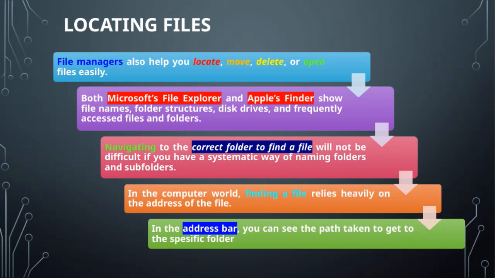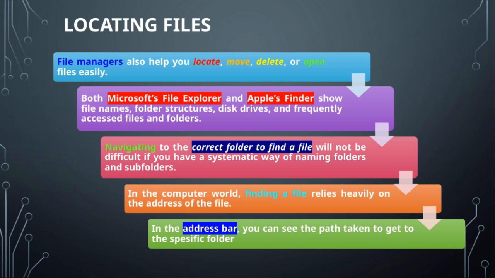Now let's talk about locating files. This is a crucial skill because no matter how well you organize your data, you still need to find those files when you need them. The key points here are understanding where files are stored and how to efficiently search for them. First, knowing the default locations for different types of files can save you a lot of time. For example, documents, images, and downloads often have designated folders.